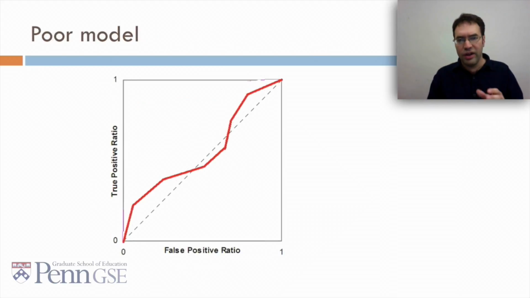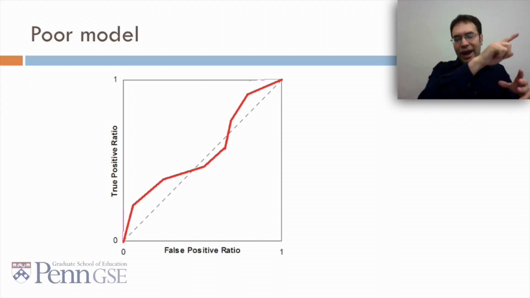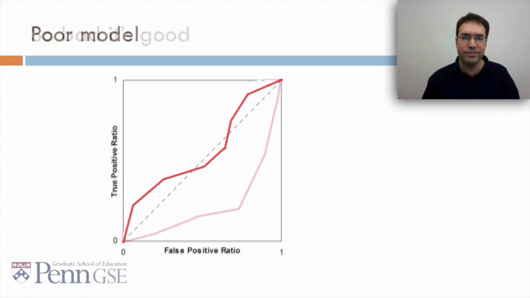This is a poor model. It's mostly above the dashed line, but it actually dips below it at one point. You typically don't want a model that does this.